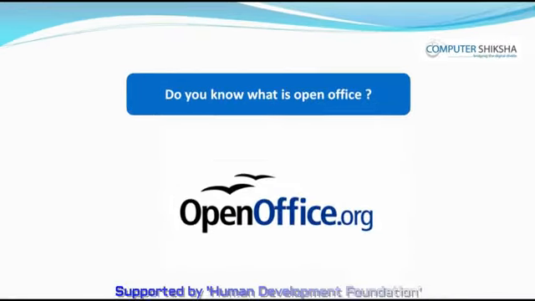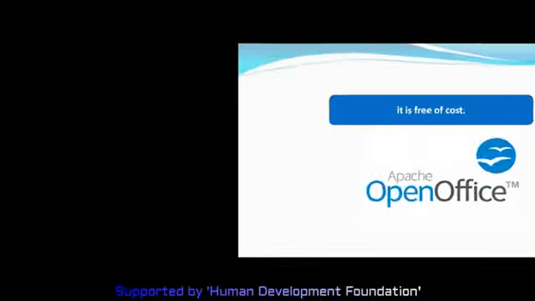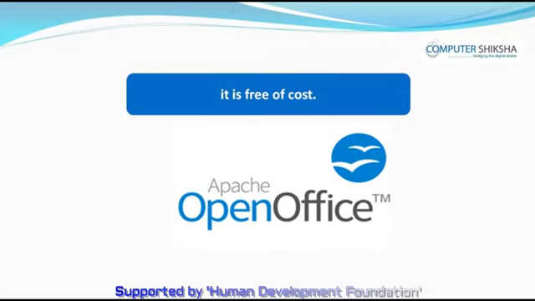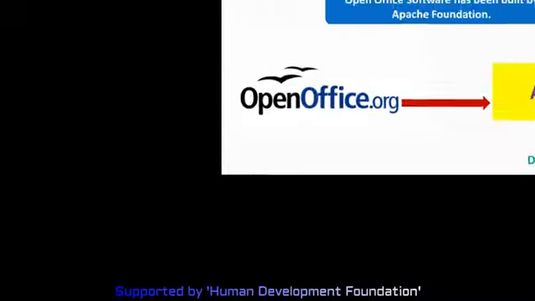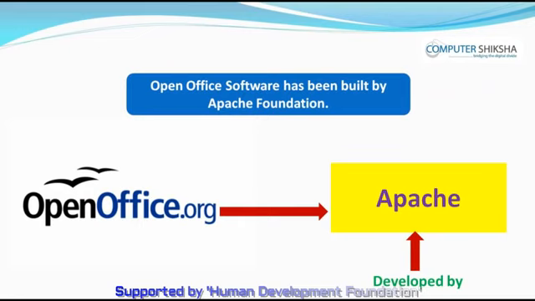Do you know what is OpenOffice.org? OpenOffice is a software which you can use on any computer because it is free of cost. So, you don't have to pay and buy the software and can download it from the internet absolutely free of cost. OpenOffice software has been built by Apache Foundation.